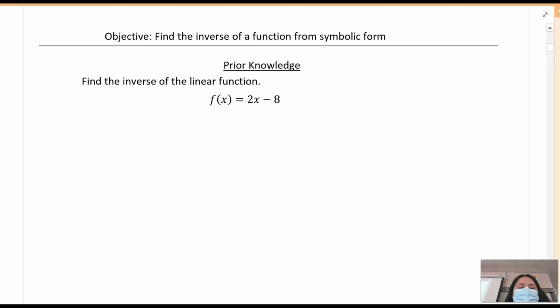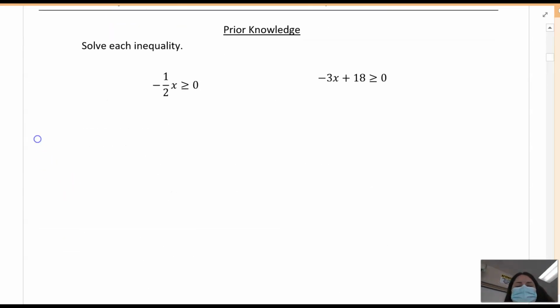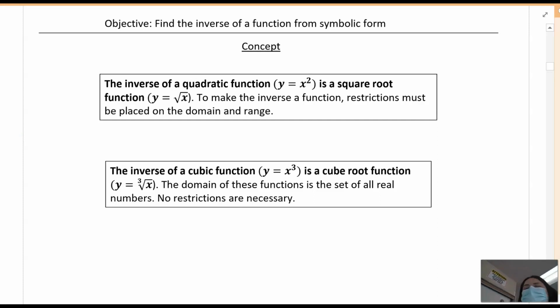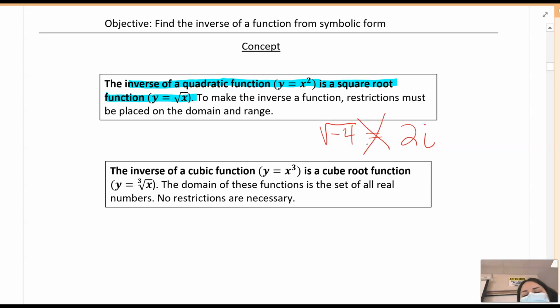So for today, actually, no, I'm going to skip the prior knowledge just for the sake of time, so you guys can skip those. But the concept for today: we have the inverse of a quadratic function. The inverse of the quadratic function, which is y equals x squared, is the square root function, y equals the square root of x. We can't have the square root of a negative, like -4, because that's going to be imaginary. That's going to give us 2i, but imaginary numbers are not functions. So in order to make the inverse a function, we need restrictions placed on the domain and the range in order for us to keep it a function, okay?